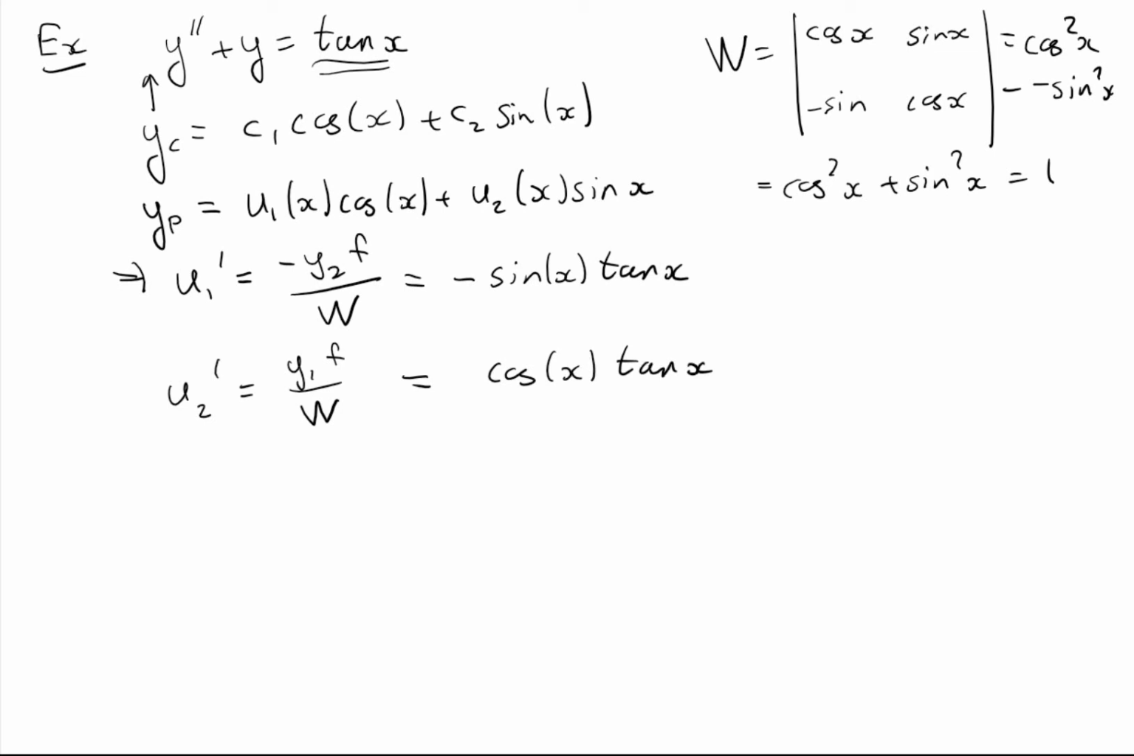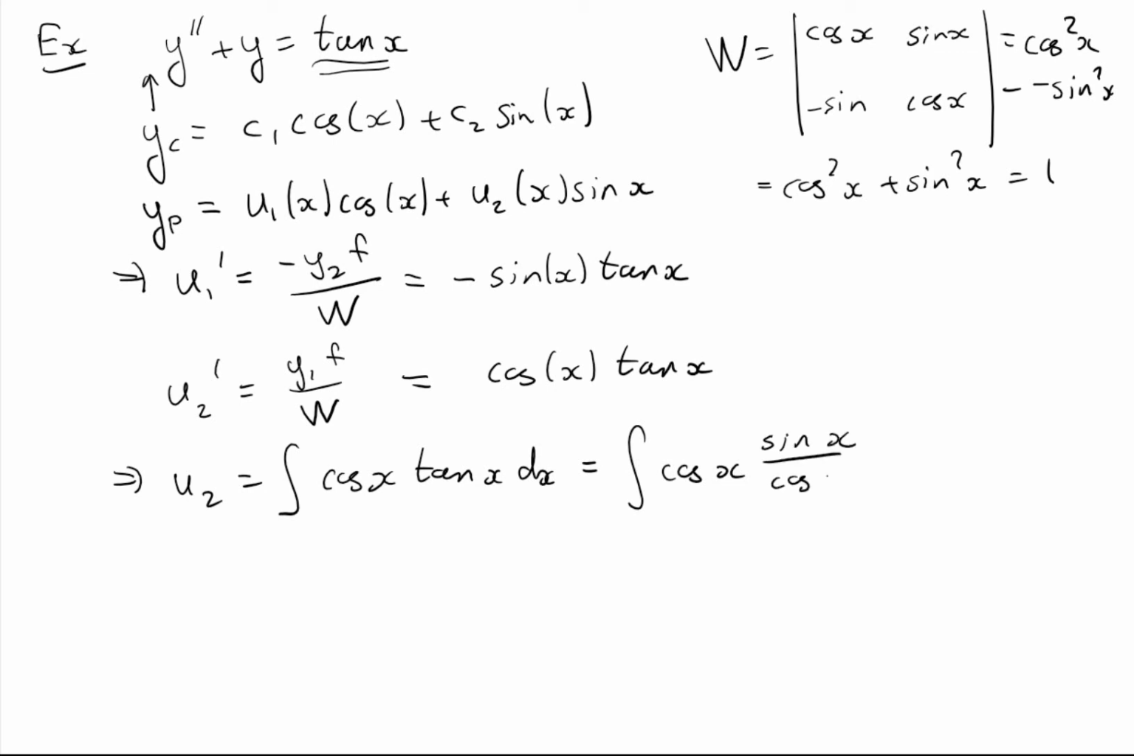So this is a case where just using the formula is helpful. So that means that u2 must be the antiderivative of cos x tan x. So I still have to do a little bit of work. I still have to do some integrals. How do I do this one? Well, I'll simplify it because I know that tan is sine over cos. So this is the integral of sine x dx. So that is minus cos x. I don't need the plus c because I'm just looking for the particular solution. I just need one solution. That was the u2.